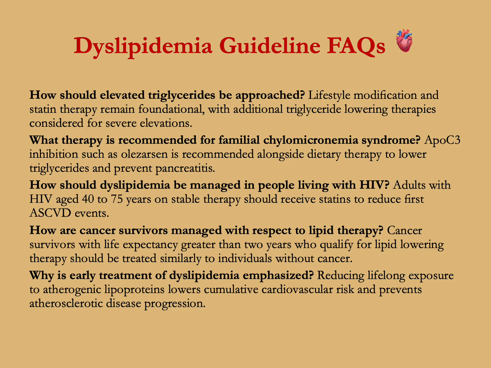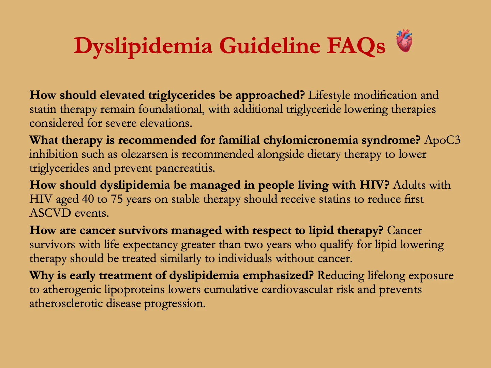How should elevated triglycerides be approached? Lifestyle modification and statin therapy remain foundational, with additional triglyceride lowering therapy considered for severe elevations. What therapy is recommended for familial chylomicronemia syndrome? ApoC3 inhibition such as olezarsen is recommended alongside dietary therapy to lower triglycerides and prevent pancreatitis.